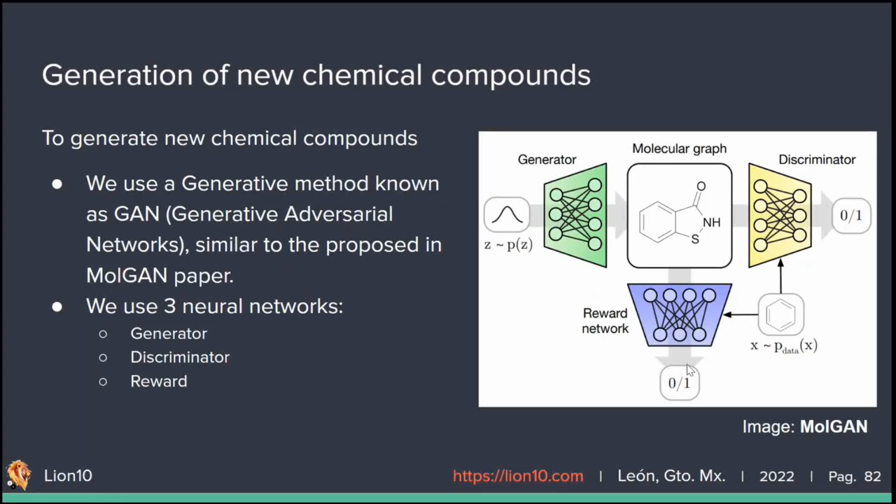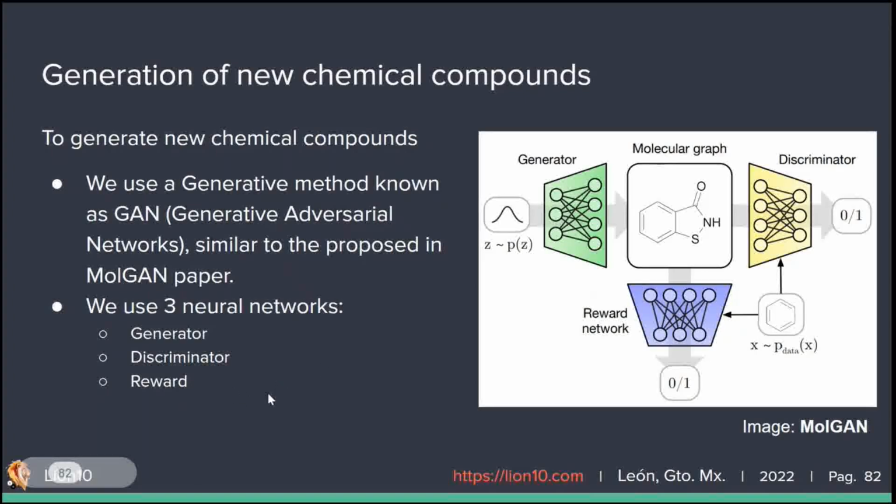And the reward network is going to help guide the generation process. It's also going to have a set of scores, a score function, that's going to analyze the generated graph based on the properties that we want our chemical to have. This is very, very important for drug discovery.